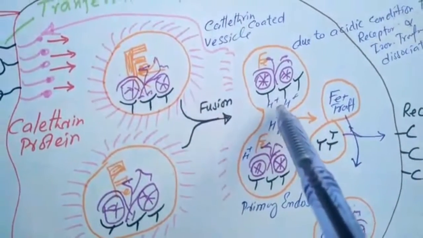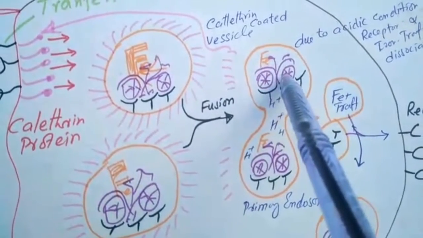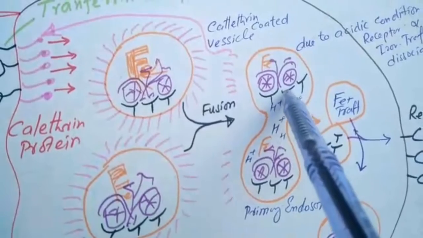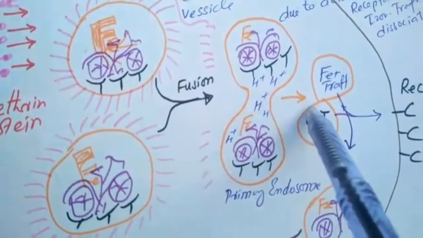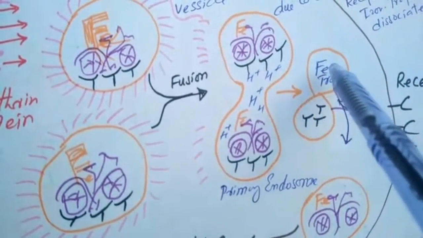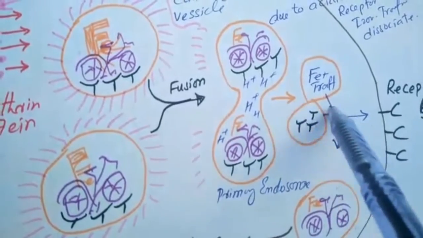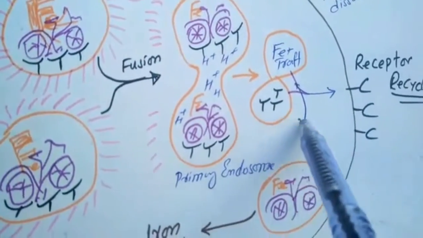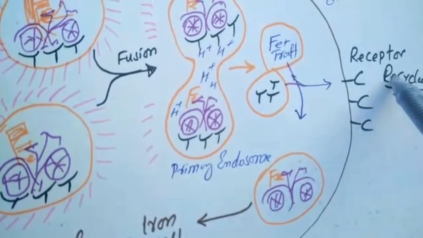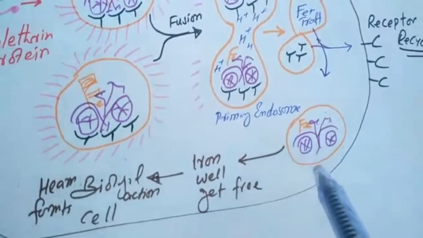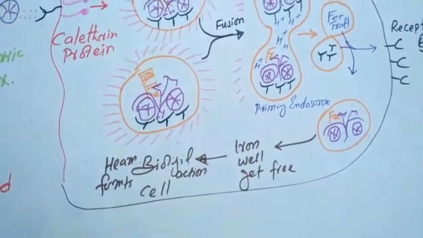This acidity digests the receptor and iron ferritin complex. After digestion, the receptors are separated from the iron ferritin complex. Just like look here, receptors are in one vesicle and the iron ferritin complex is in the next vesicle. They are detached by the lysosome enzyme, and these receptors are again recycled and transplanted at the cell surface and working again. Now this ferritin iron complex is digested. Iron is freed into the cytosol for biological action.